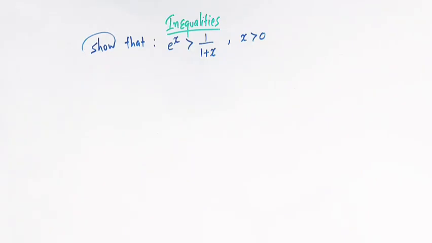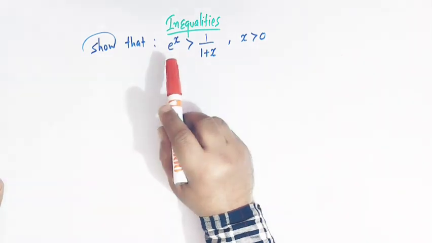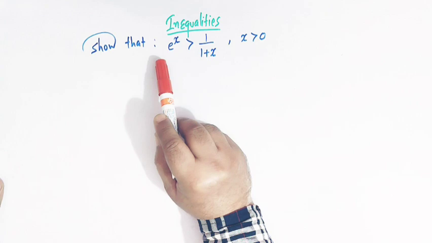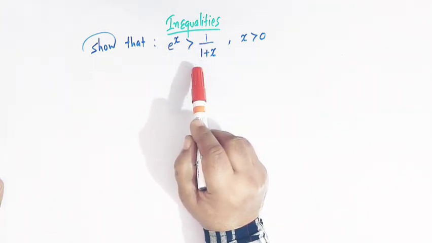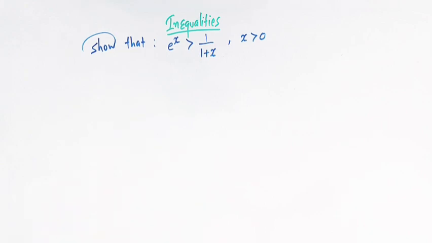Hello viewers, in today's class we are going to discuss yet another important problem from inequalities, right? So in this class we'll prove this important inequality, that is e raised to x is greater than 1 over 1 plus x for all x greater than 0, right?